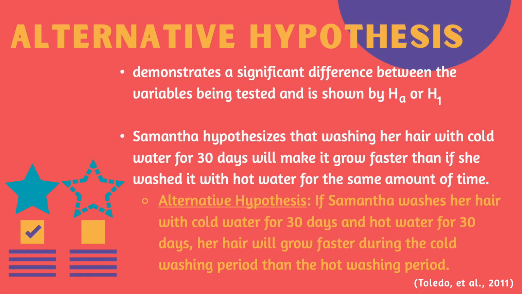An alternative hypothesis demonstrates a significant difference between the variables being tested. In our example with Samantha, an alternative hypothesis would be: if Samantha washes her hair with cold water for 30 days and hot water for 30 days, her hair will grow faster during the cold washing period than during the hot washing period.